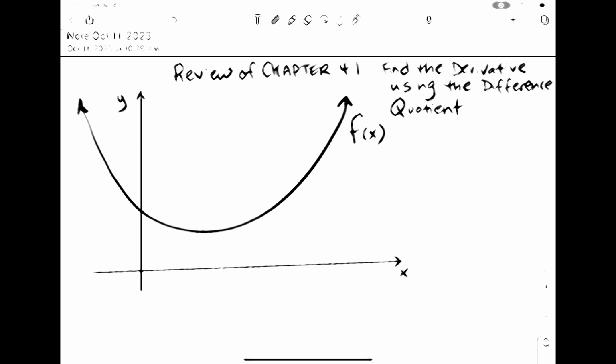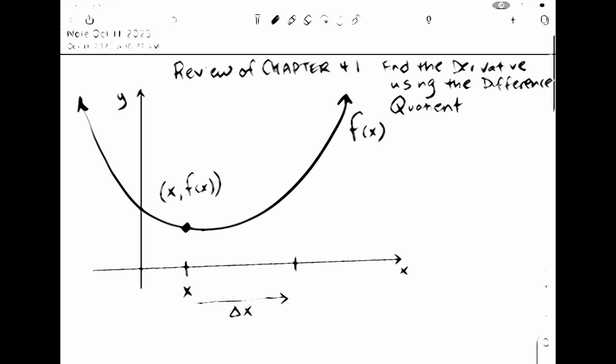This here is any old point x. I don't know what that x is, but that x will correspond with some y value, which I'll call f of x. If I go forward some undetermined amount, I'll call it the change in x, signified by this delta x. Then this new point will be x plus delta x. That's our x coordinate. Therefore, this second point is x plus delta x, comma, the function value at x plus delta x.